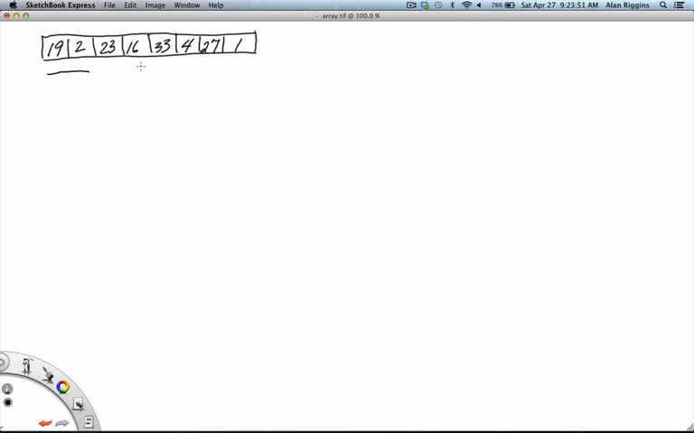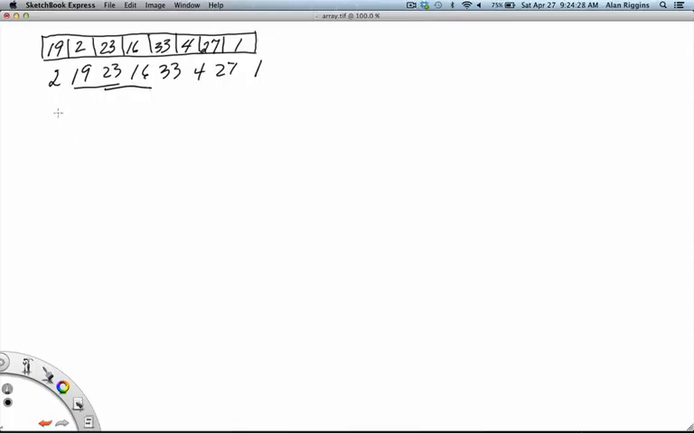Okay, so the first pass, we begin and we compare the 2 and 19, and they're out of order, so we swap them. So we have 2, 19, 23, 16, 33, 4, 27, and 1. Now we move down to the next pair. The 19 and the 23, and they're okay. The 19 is smaller than the 23, so we move down to the next pair. And these are out of order, they must be swapped.